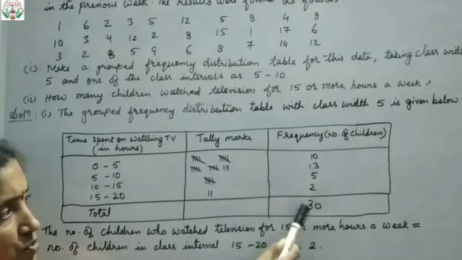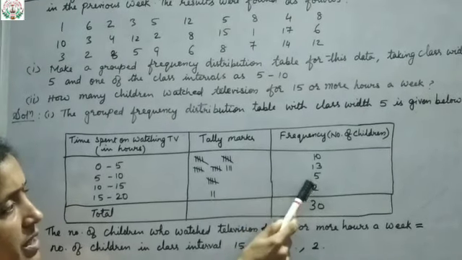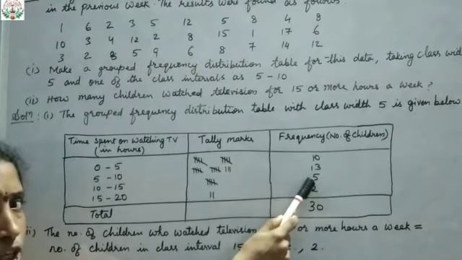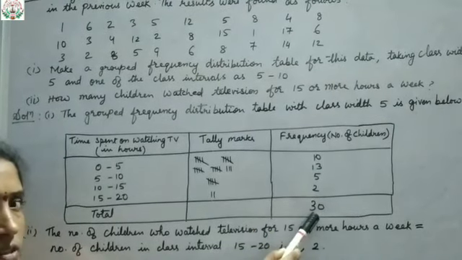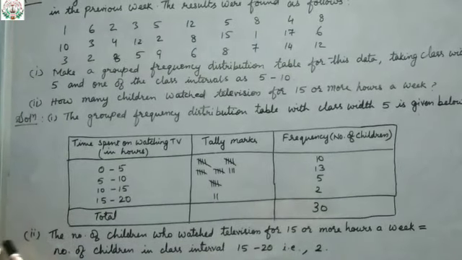All these frequencies when you add, like here it is 10 plus 13 will be 23. 23 plus 5 will be 28. Plus 2 will be 30. So total will be 30. So this is our frequency table.